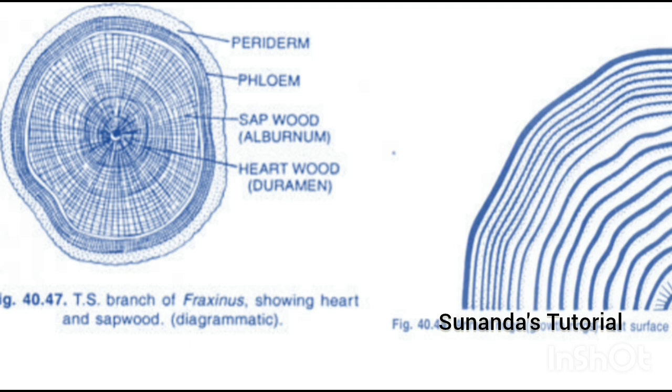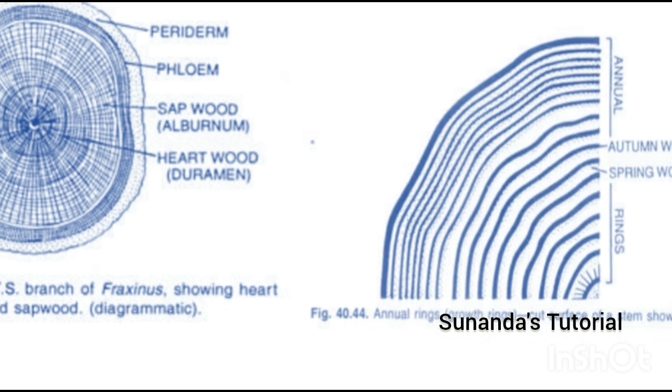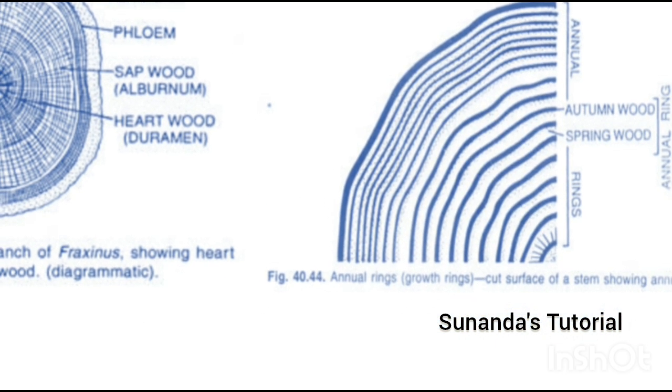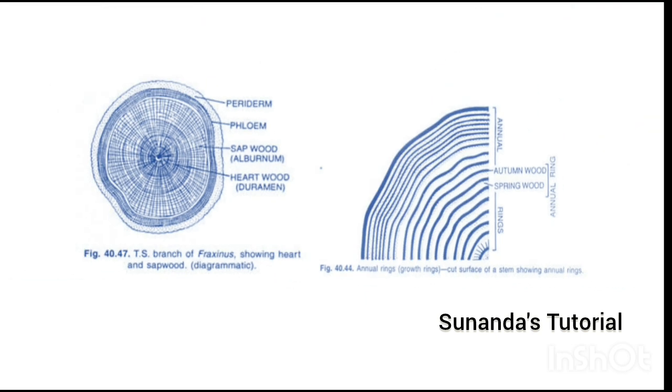So the central part is called heartwood and the lightly colored peripheral wood is called sapwood, then phloem, then periderm. Okay, this is the annual ring. You can see the visibility of the annual ring, spring wood, autumn wood. So you can easily count those rings and determine the age of that plant.